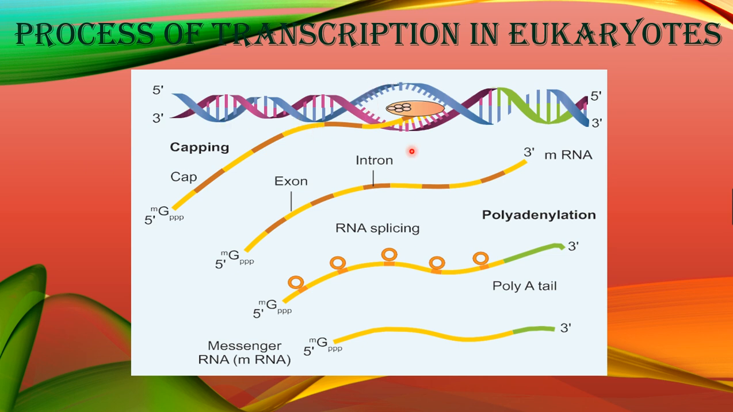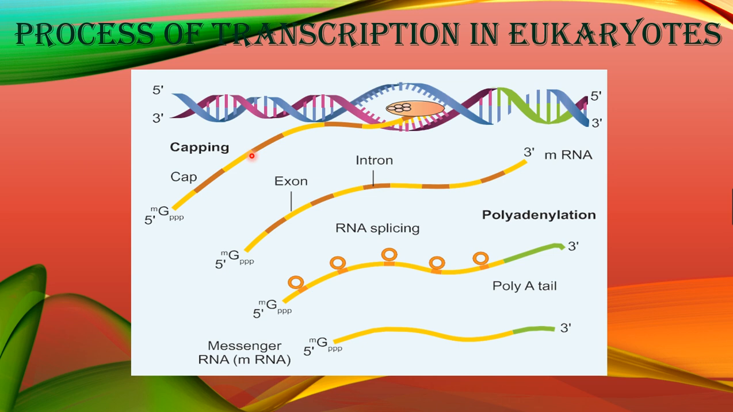This is the transcription bubble, the promoter site, the transcription bubble, and this is the RNA polymerase, and this is the terminator. For one strand of DNA, one RNA is formed, isn't it? So this is called transcription. How it occurs in eukaryotes, we are going to see one by one.